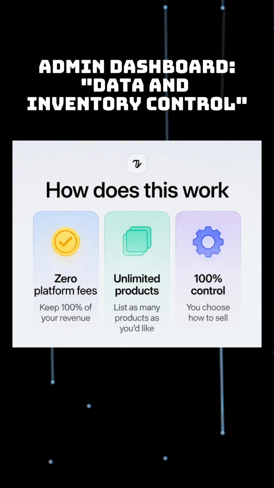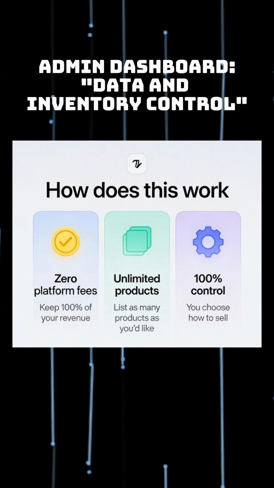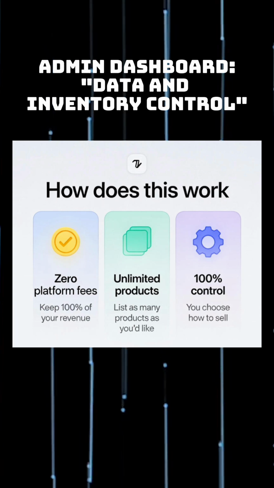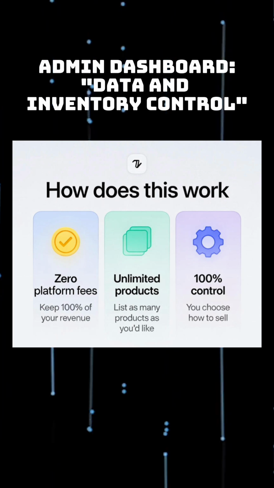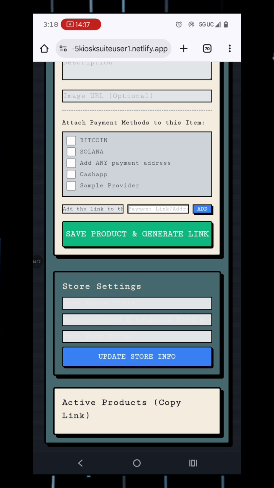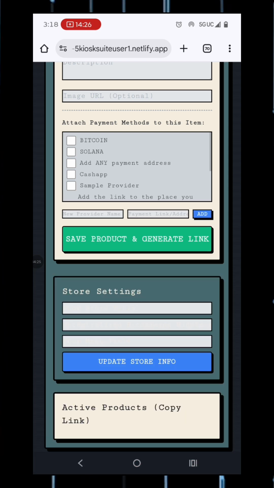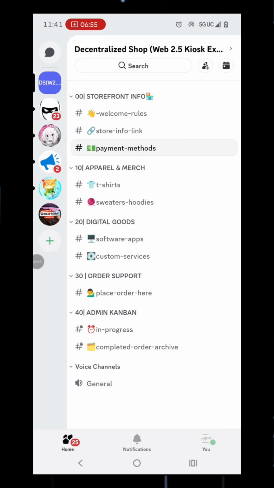Instead of routing the payment through a platform that takes a cut, the kiosk provides the customer with your direct payment method. This could be a PayPal.me link or a Venmo QR code, or for a truly decentralized experience, your cryptocurrency wallet address. The customer pays you directly, peer-to-peer. The kiosk has done its job. It managed the data, took the order, and gave the customer the payment destination. The money goes straight to you, avoiding all platform commissions.